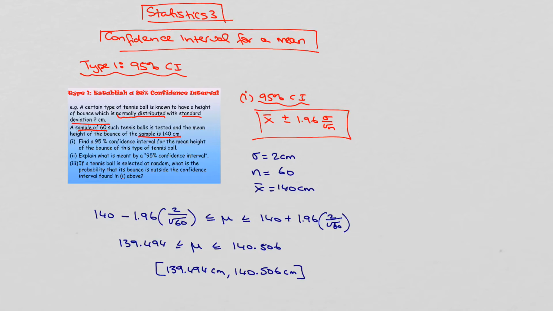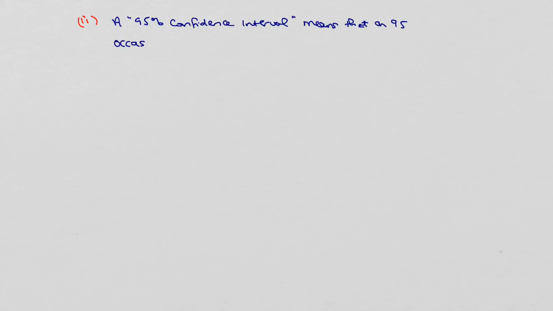So part 2 says then explain what is meant by a 95% confidence interval in general. So we say a 95% confidence interval means that on 95 occasions out of 100, the interval will contain the true population mean.